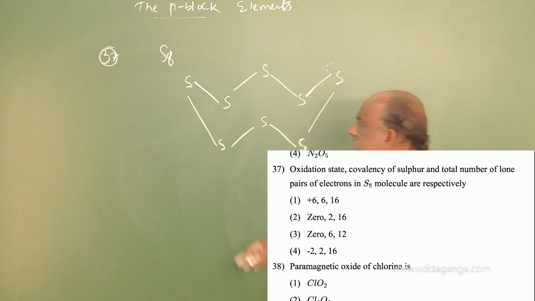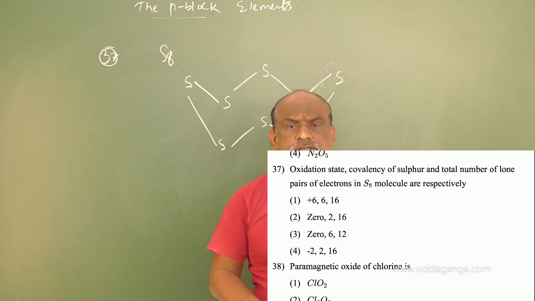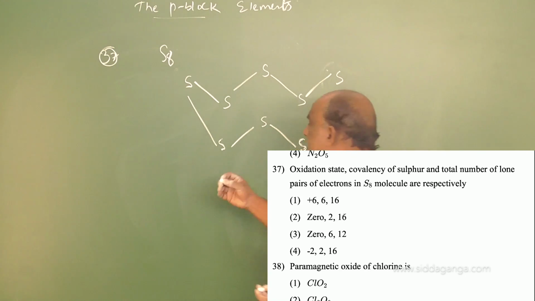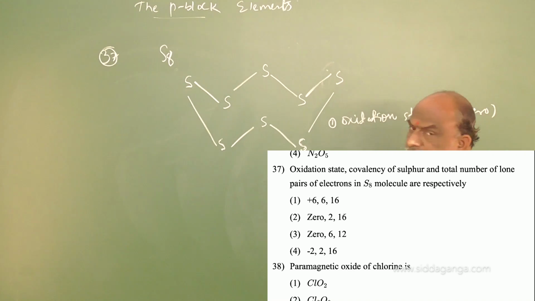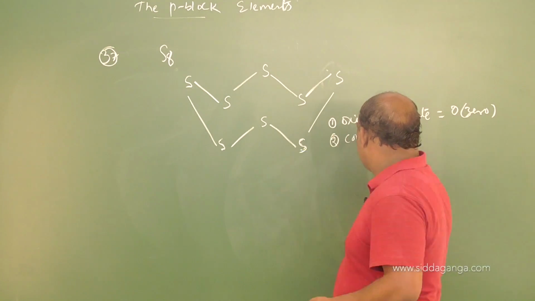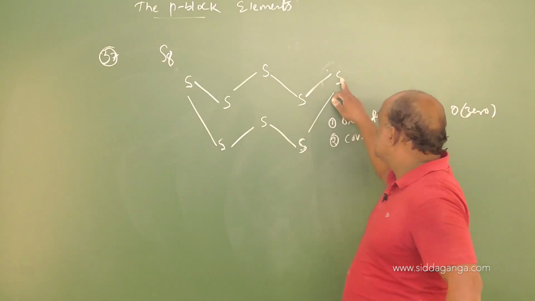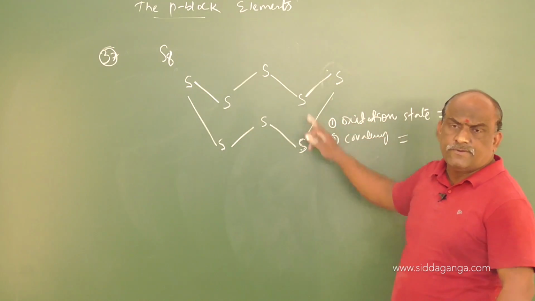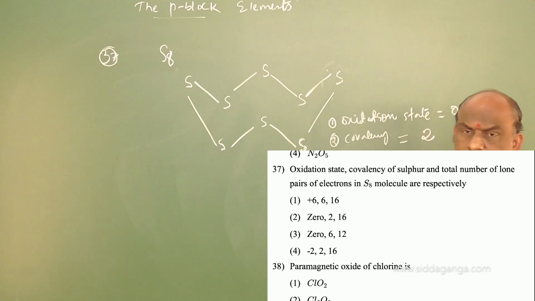Once you observe sulfur is in its elementary state, you already know that the sum of the oxidation states is 0 in a compound. Elements do not exhibit any oxidation state, so that is 0. So the first one, oxidation state, is 0. And second, covalency. Covalency means sulfur is surrounded by how many bonds? Any sulfur you consider is satisfied with only 2 bonds. So covalency is 2.